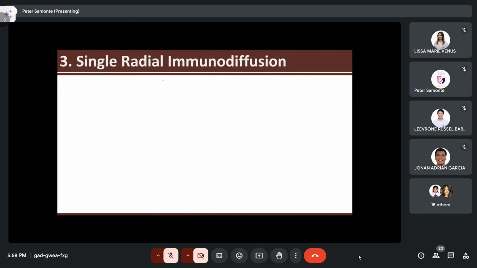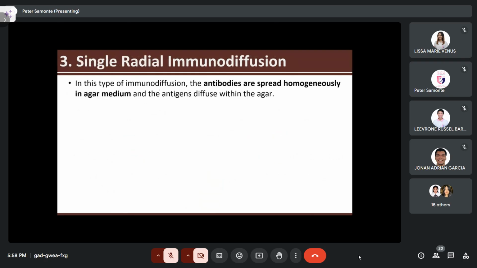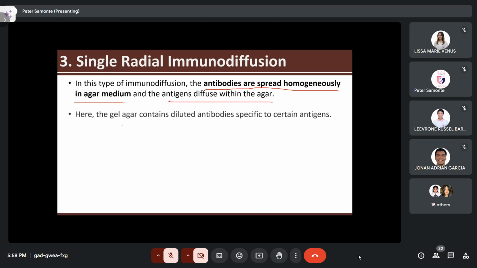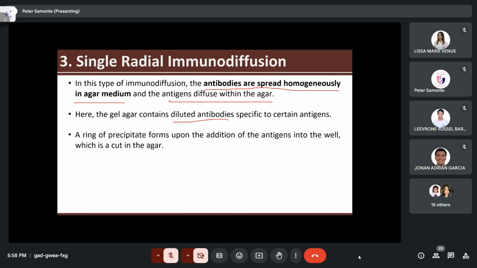Now let's go to the single radial immunodiffusion. Now in this type of immunodiffusion class, the antibodies are spread homogeneously in an agar media, and the antigens would diffuse within the agar. Here, the gel agar would contain diluted antibodies specific to certain antigens. A ring of precipitate would form upon the addition of the antigen into the well, which is cut in the agar. So kunwari class, ito yung agar nyo.